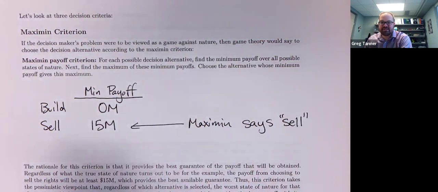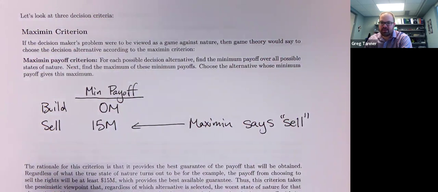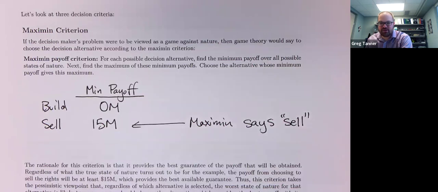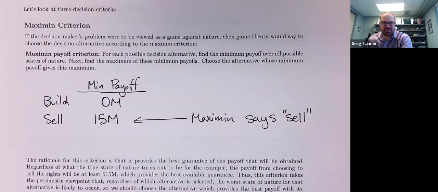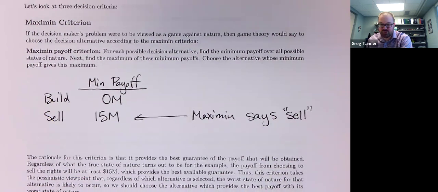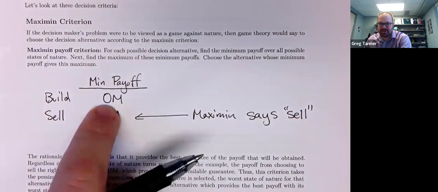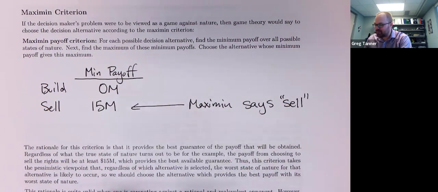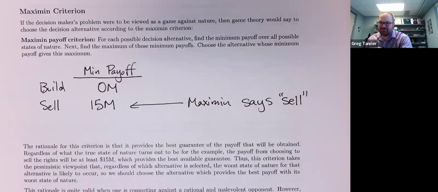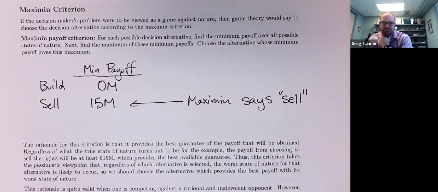Okay, and this is sort of our best guarantee, right? Our best worst case is another way to put it. If you're very conservative in your decision making, this is really the most conservative decision criterion that you can use. You can't do worse than 15 million if you choose to sell, and that's the best guarantee that you can have. Whereas if you choose to build, you might get nothing. And if you think of maybe all the sunk cost in the research, 0 million might actually be pretty bad for your company, and it might not represent actually breaking even.